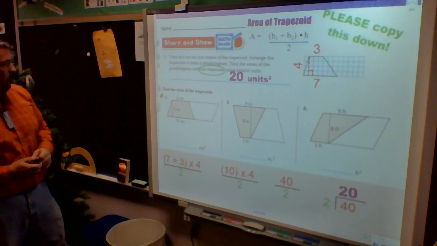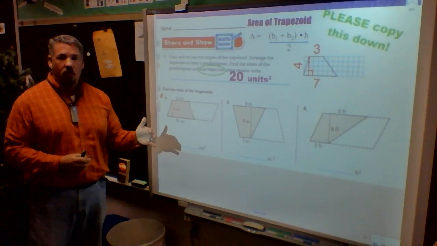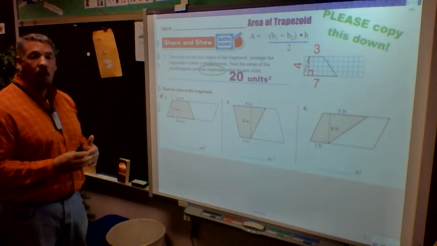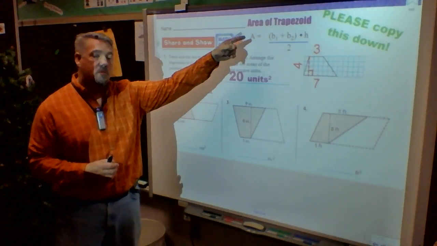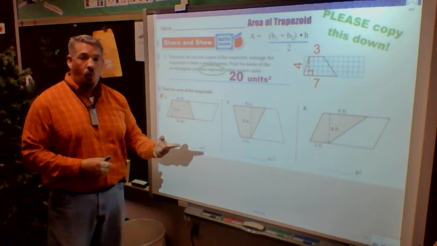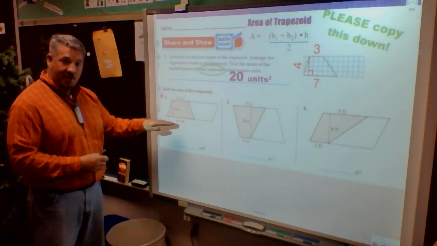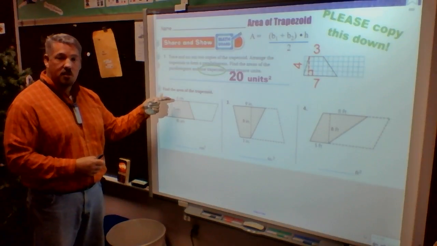Let's look at number 2 then. Once again, I don't need you to find the area of the parallelogram. I need you to find the area of the trapezoid. Going to use this formula every single time. What is my base 1? And what is my base 2? My base 1 is 10. My base 2 is 6.